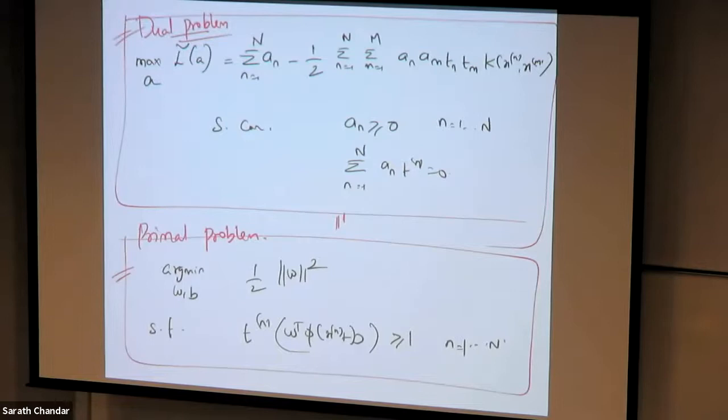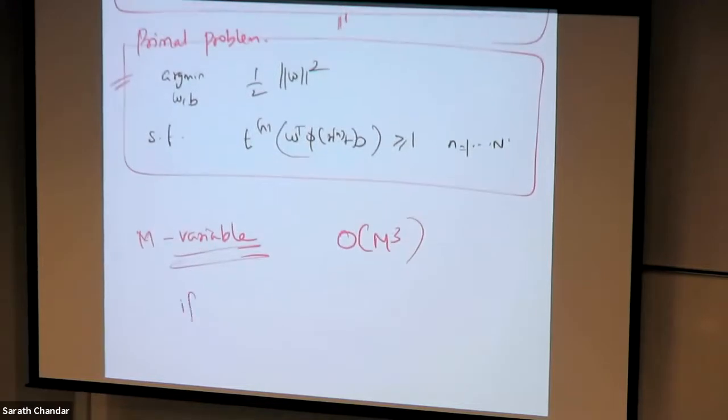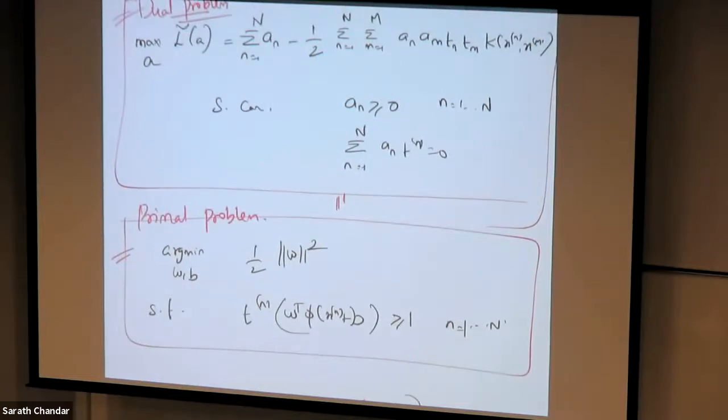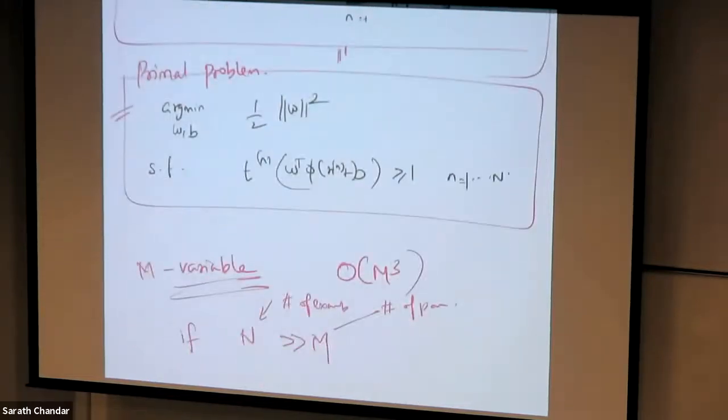Depending on whether you have more data or more parameters, you can pick either of the problems to solve. As a summary, if n, which is the number of examples, is greater than m, which is the number of parameters, which problem will you solve? If the number of examples is greater than the number of parameters, you solve the primal problem. If m is greater than n, then you solve the dual problem.